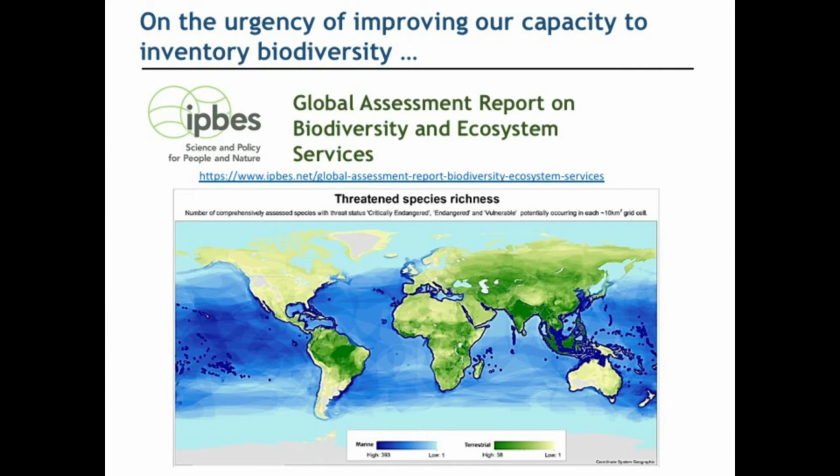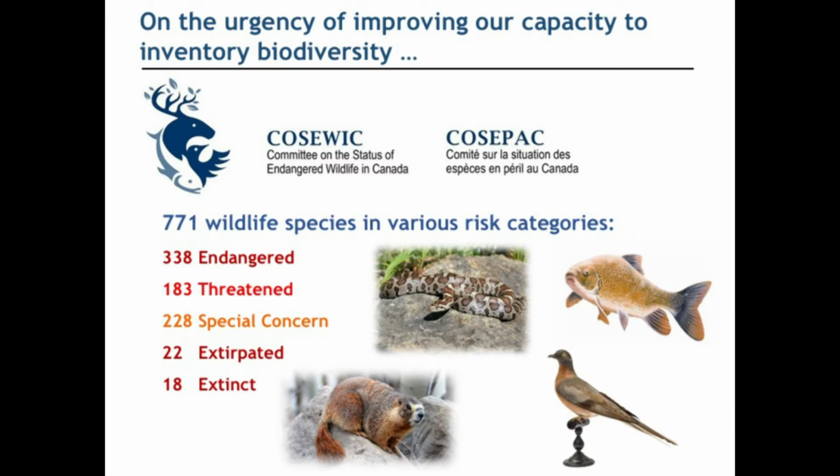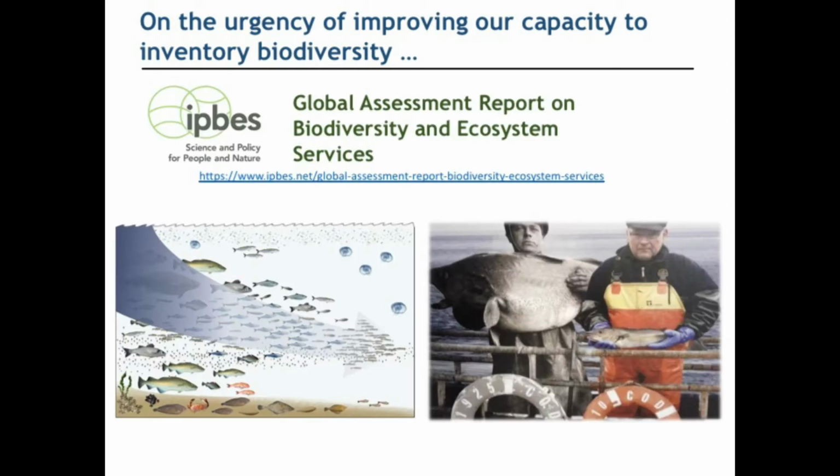So you may think that we're doing quite good here in Canada, but when you look at the numbers compiled by the COSEWIC, here in Canada, we have actually over 771 wildlife species in various risk categories. So we have over 100 species that are endangered, 183 that are threatened, a couple hundreds that are of special concern, and we also have extirpated and even extinct species. So we have problems as well.